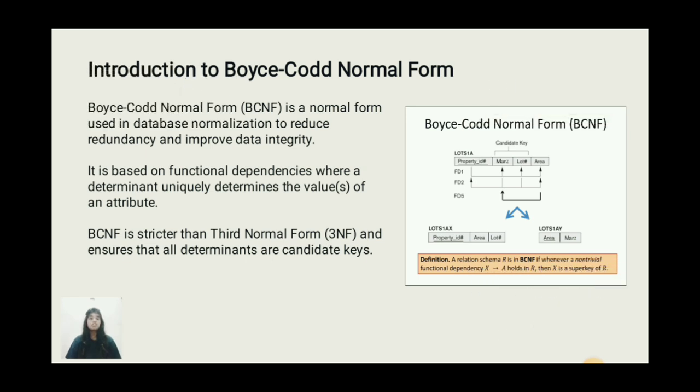Let us see the introduction to Boyce-Codd normal form. Boyce-Codd normal form is also known as BCNF. It is a normal form used in database normalization to reduce redundancy and improve data integrity. It is based on functional dependencies where a determinant uniquely determines the values of an attribute. BCNF is stricter than third normal form or 3NF and ensures that all determinants are candidate keys.